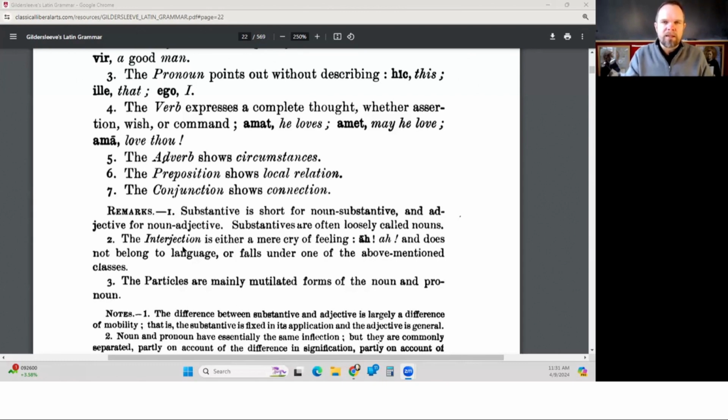So the names help us to remember what the different parts of speech are, which is kind of cool. All right, so adverb is a part of speech that's set next to a word.